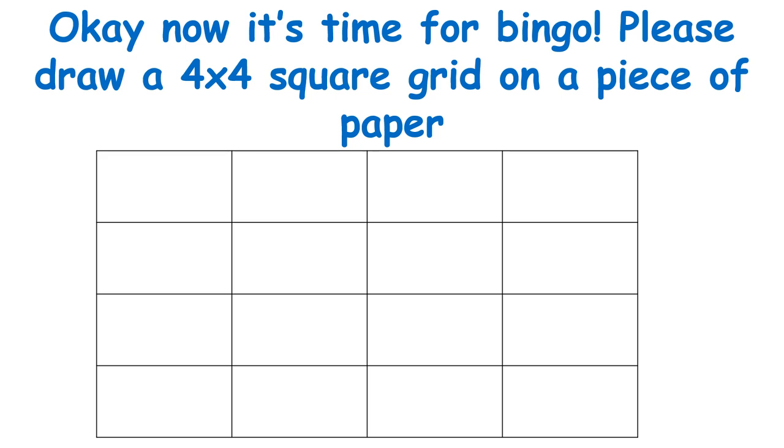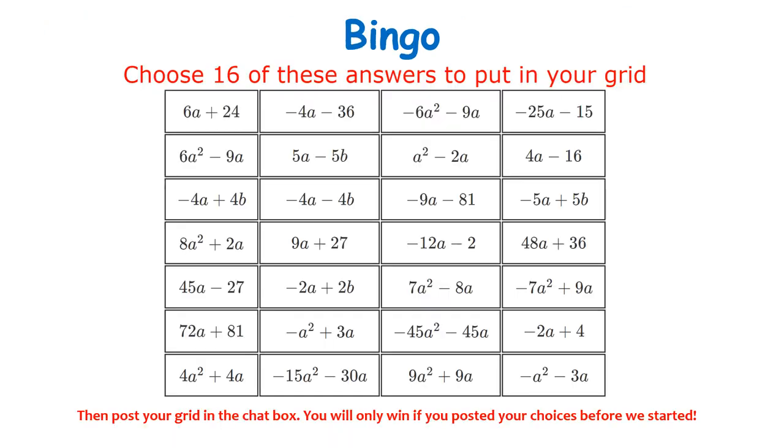Okay, now it's time for bingo. You are going to draw a 4 by 4 square grid on a piece of paper, and then we are going to play a game. You are going to choose 16 of these answers to put in that particular grid. Remember, it's a 4 by 4. So how many? 1, 2, 3, 4, 5, 6, 7, 1, 2, 3, 4. So it's 28 all in all, but you must choose 16 out of the 28 to put in your grid. You can take a screenshot of that, and then you can start. I will be working on 30 seconds. Let's go now.